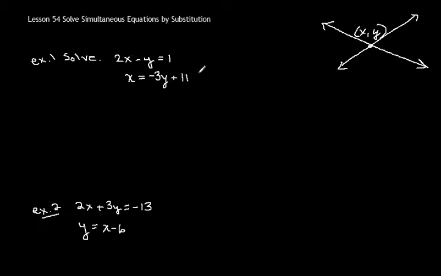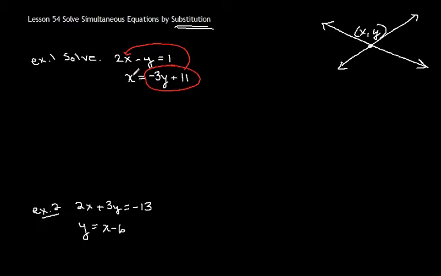There's several different methods to do this, and what we're going to do today is by substitution. We're just going to substitute in. As you can see, we have 2x minus y equals 1, but we have x solved by itself. We have x equals negative 3y plus 11. So what we're going to do is take what x is equal to, and we're going to put what x is equal to in for the x right there.